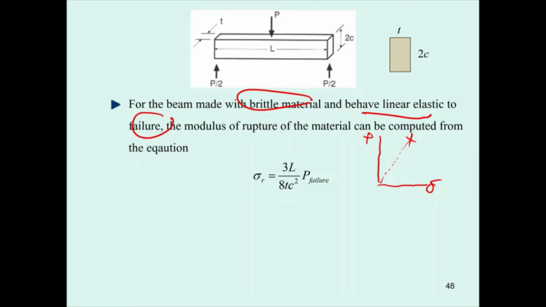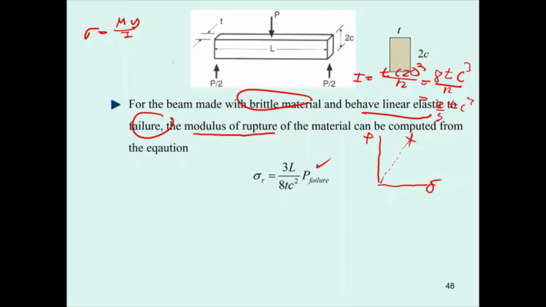Okay, modulus of rupture. Modulus of rupture is the stress at failure of the material, and can be computed by this equation. How can we get this equation? It's going to be sigma equals My over I. Thinking about this, I equals what? t times (2c) cubed over 12. So 2 to the power 3 is 8, t and c cubed over 12. So this is going to be 2/3 t c cubed.